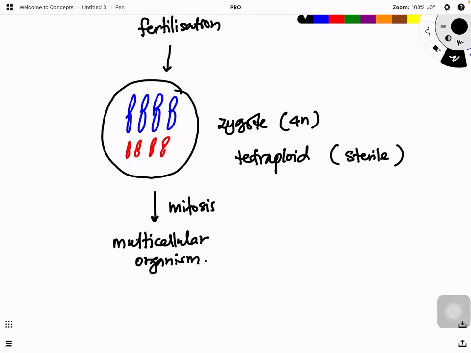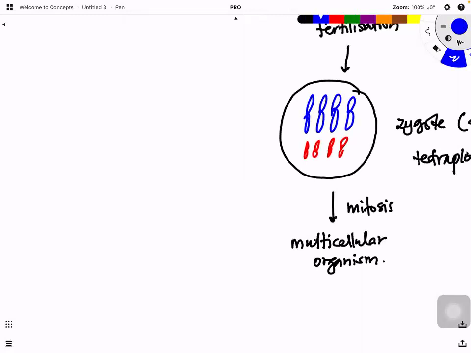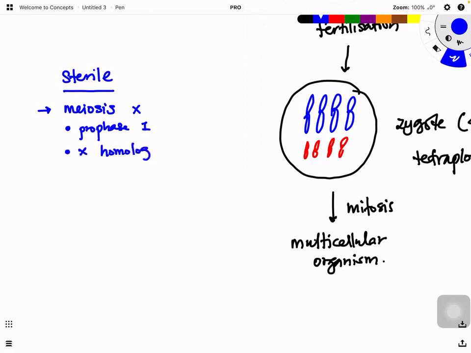So the question always asks here, why are tetraploids sterile, but diploids are fertile? Because in this case, we always have to link it. When we talk about any organism being sterile in this context, we always link it with they can't carry out meiosis, particularly prophase 1. Why? Because no homologous chromosomes can pair up.